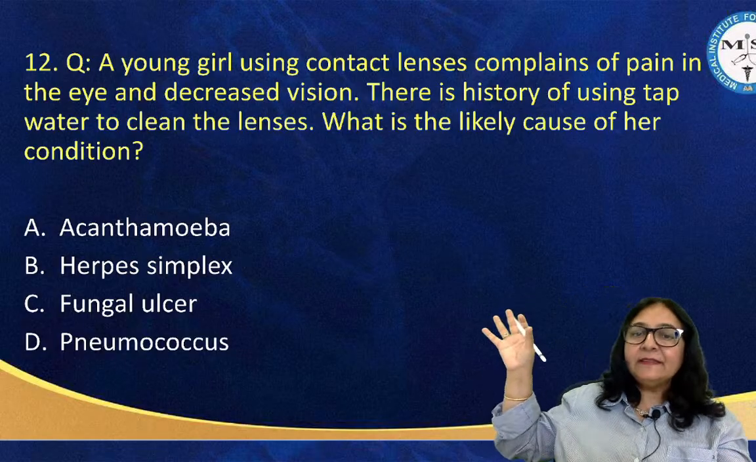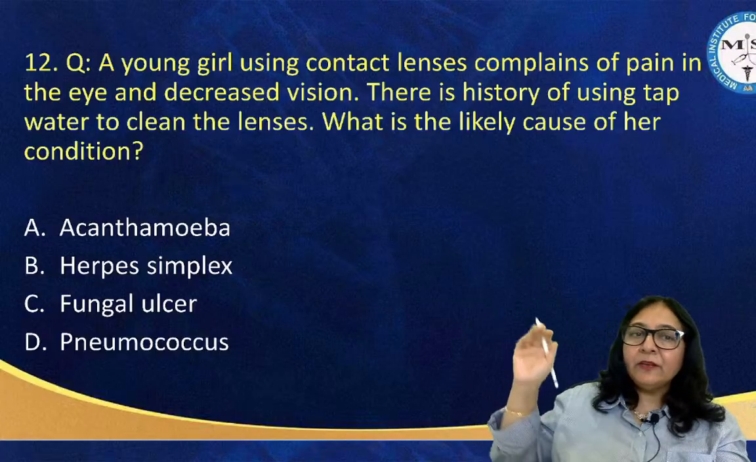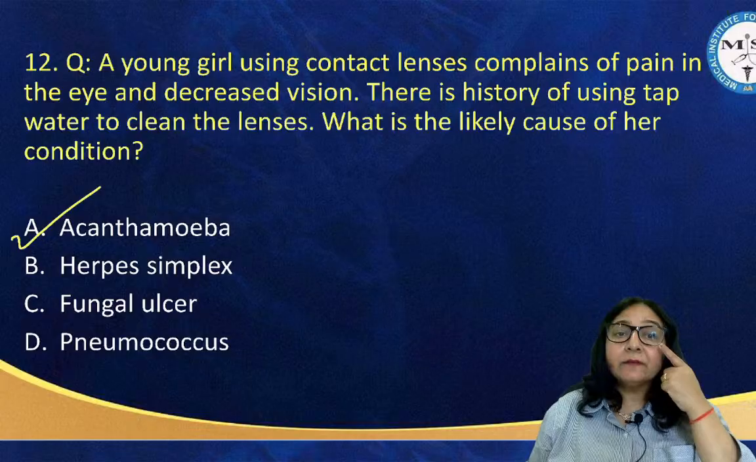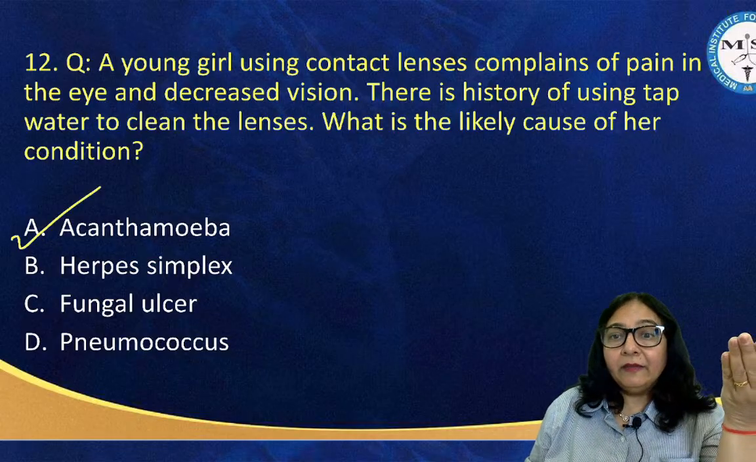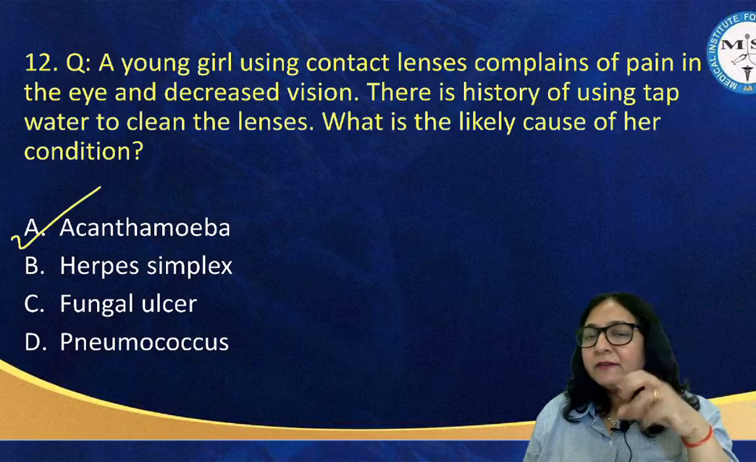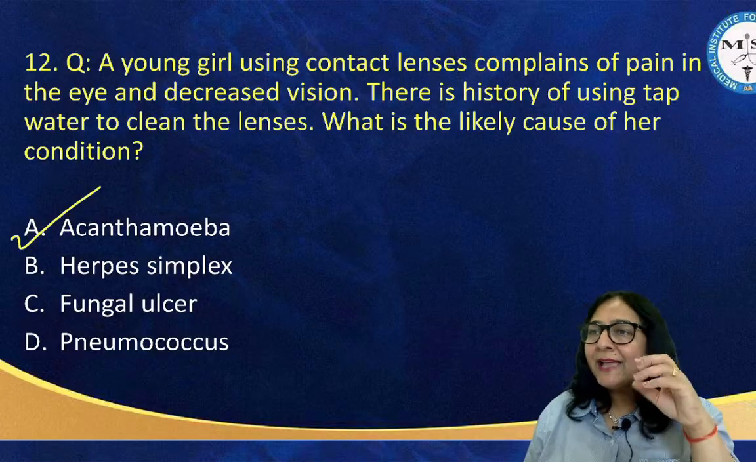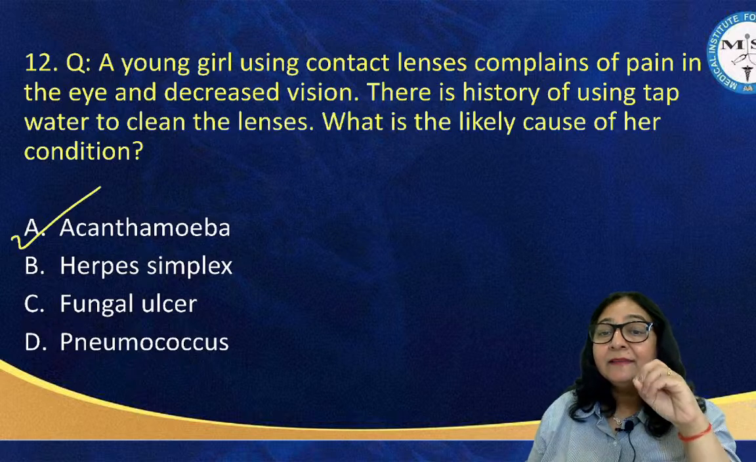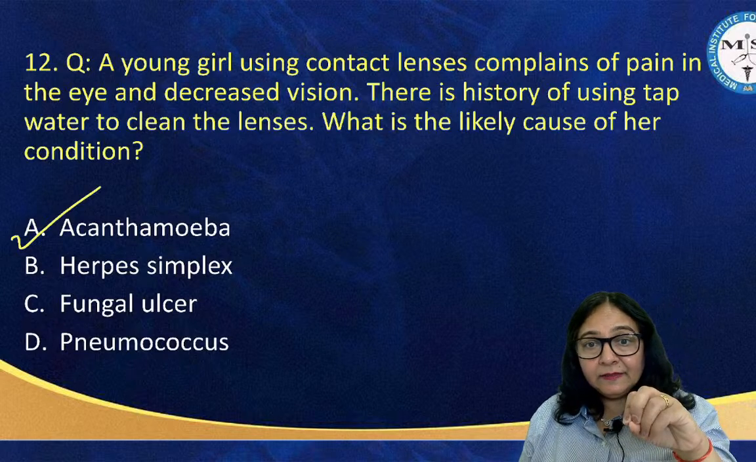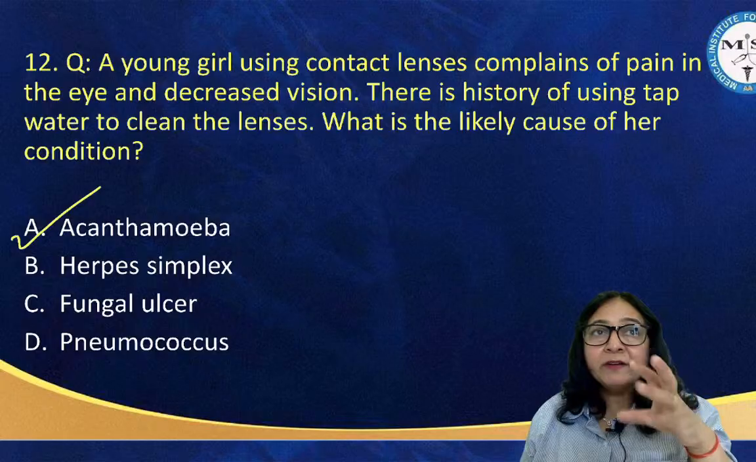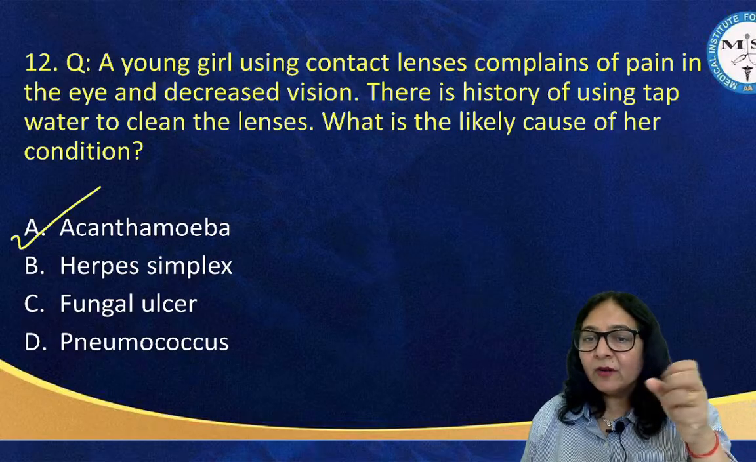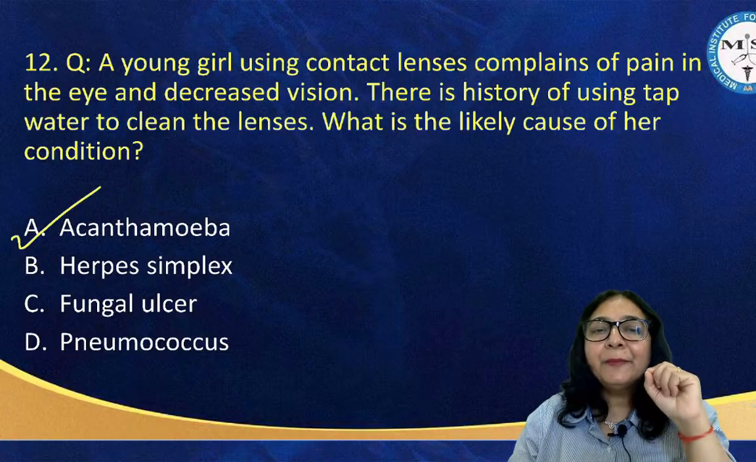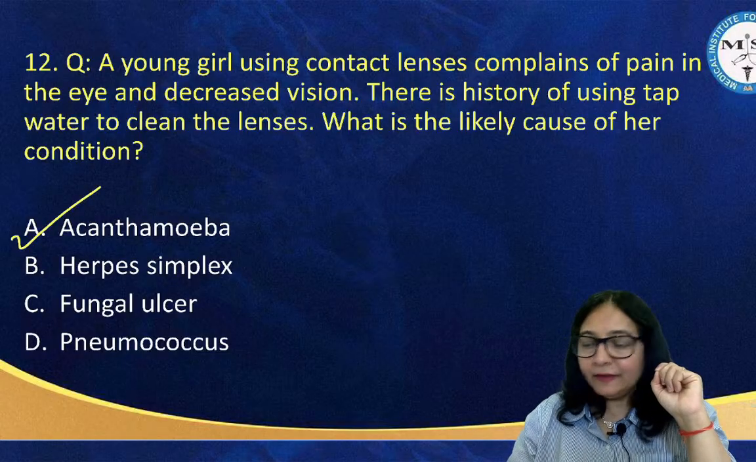If these things were there in the question statement, we know Acanthamoeba will be the answer, because when you use river water or tap water, when people go for camping or some sort of picnic or outdoors, and clean your lenses with water from the rivers or like that, it leads to the risk of developing Acanthamoeba keratitis.